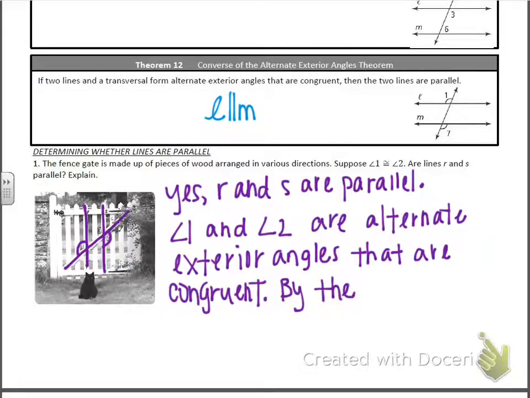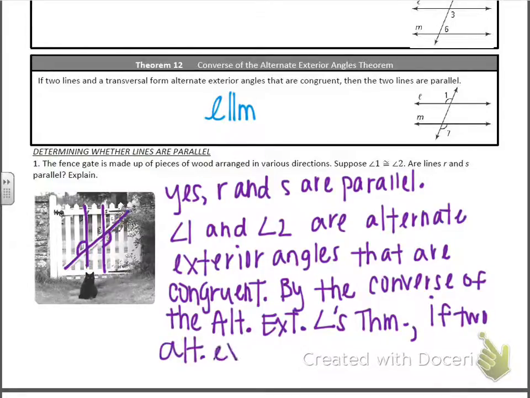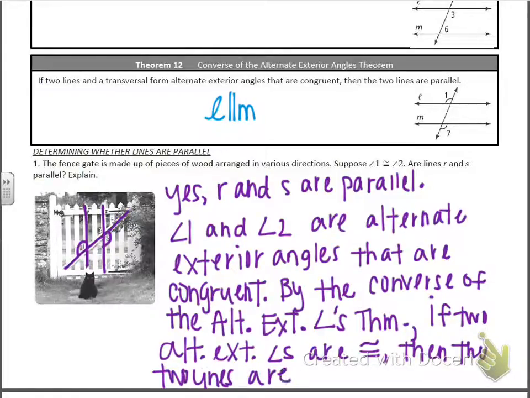By the converse of the alternate exterior angles theorem, I'm just abbreviating, by the converse of the alternate exterior angles theorem, comma, if two alternate exterior angles are congruent, then the two lines are parallel. I fit it. Okay?